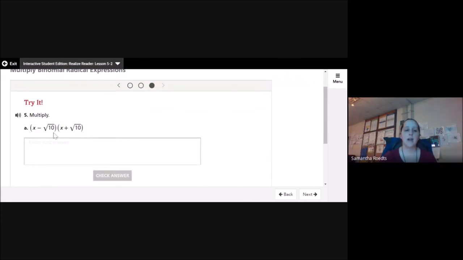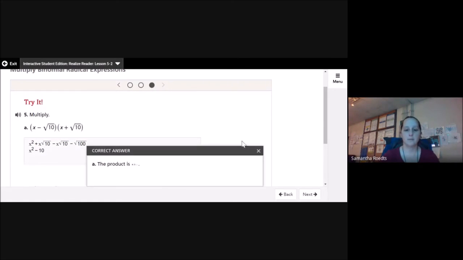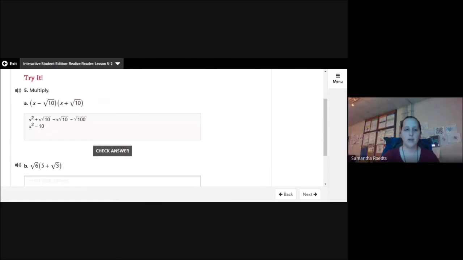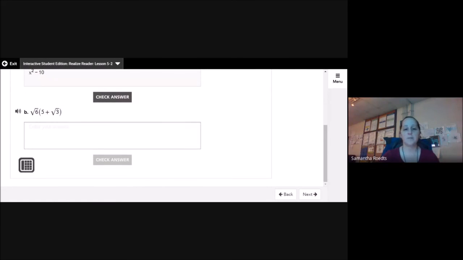All right, so let's multiply. x minus the square root of 10 times x plus the square root of 10. So this is x squared plus x square root of 10 minus x square root of 10 minus the square root of 100. So that's x squared minus 10. That's actually a difference of two squares.